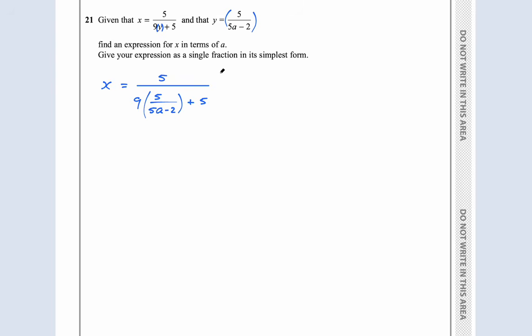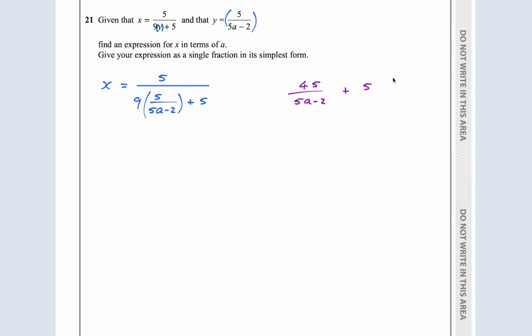Okay. Now, over the side, guys, because this is going to get complicated, I'm going to do this 9 over, I'm going to do this plus 5. So 9 times 5 is 45. So it's 45 over 5a minus 2 plus 5.